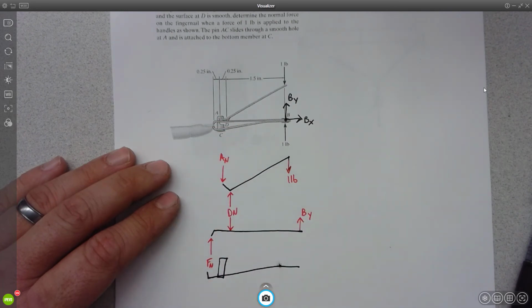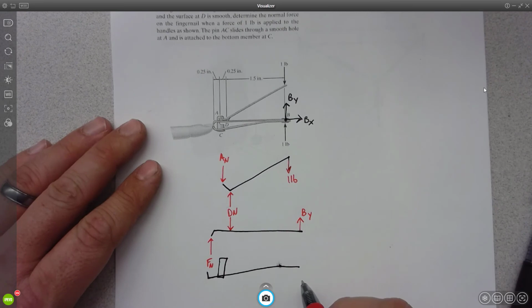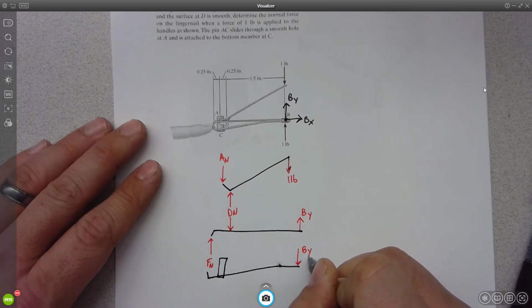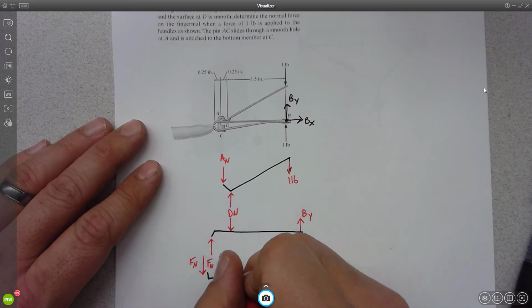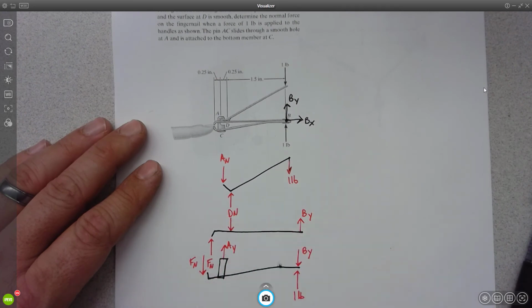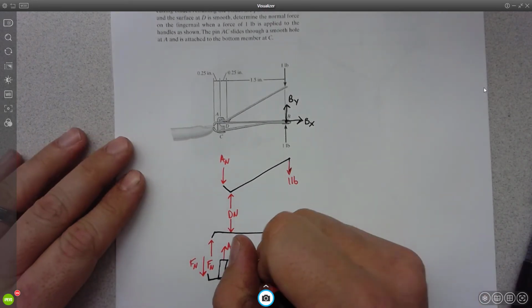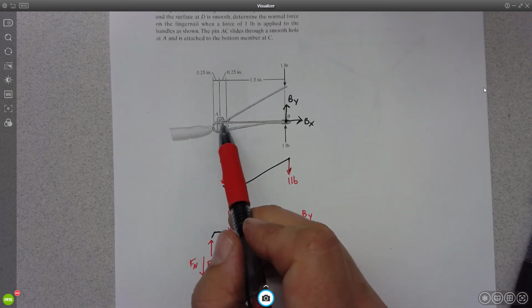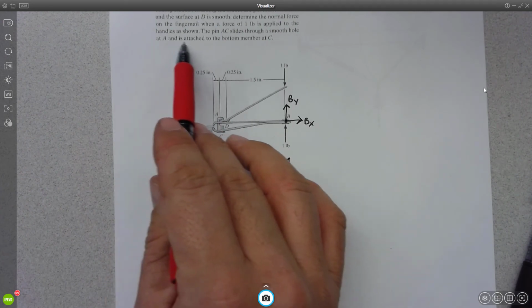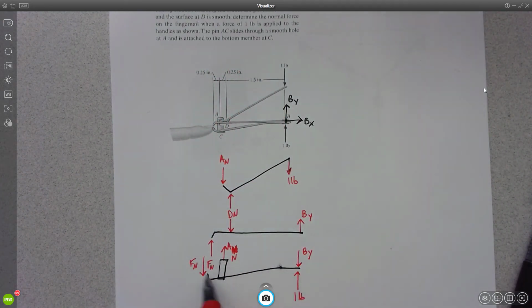It says the pin, AC, is connected to the bottom piece. F normal is going to go the opposite way on the bottom piece, right? And AY will be the opposite on this pin. Well, it says AC slides through a smooth hole at A and is attached to the bottom member at C. So I'm making it one piece with the bottom. Okay.